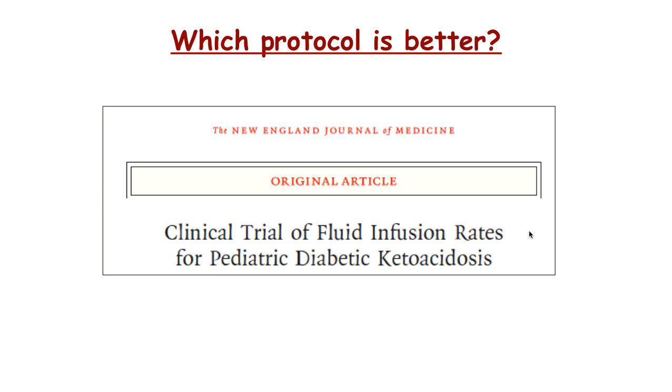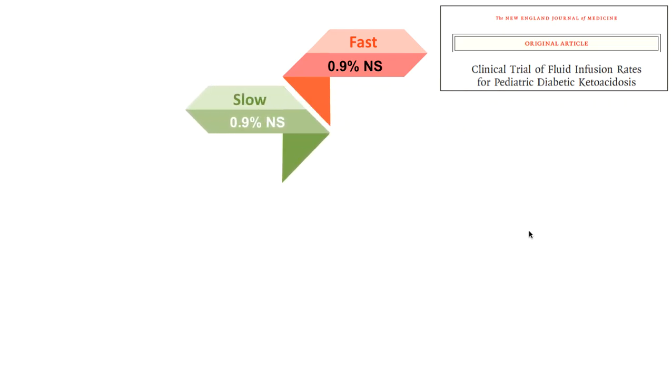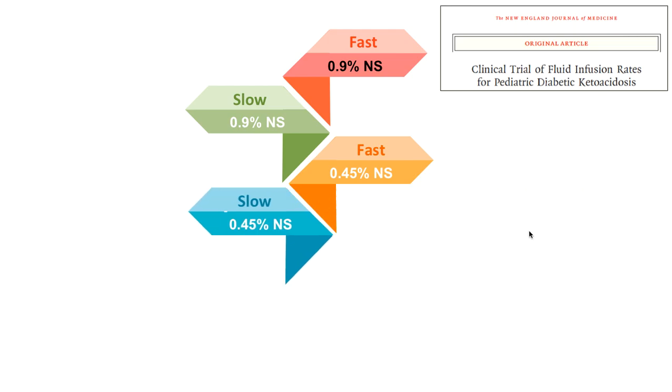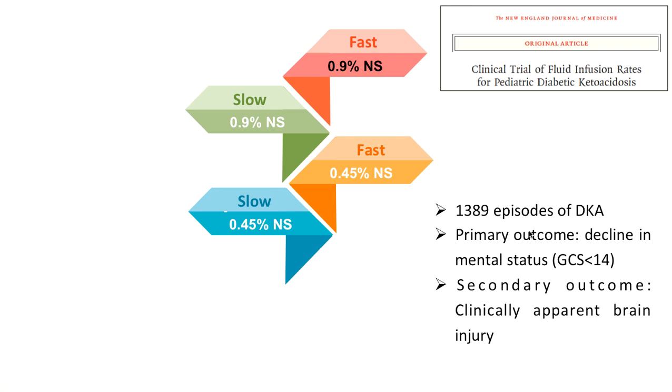There is this landmark trial which provides an answer to this question. What they did in this trial, they divided the patients into 4 groups. In one group, they gave fast normal saline correction, that is over 24 hours. In the other group, they gave slow normal saline correction. In the third group, they gave fast half normal saline, N by 2, correction. And in the fourth group, they gave slow half normal saline correction. More than 1300 episodes of DKA were observed and they primarily looked for the development of complications in the form of decline in their mental status. And the end result was that there is actually no difference in terms of outcome or secondary complication.